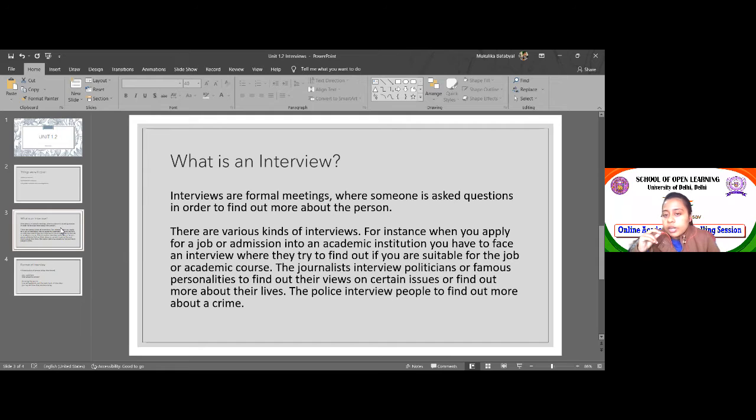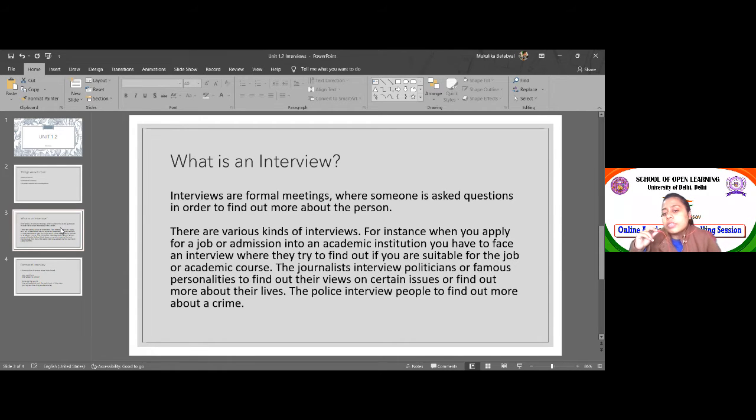Interviews are formal meetings where someone is asked questions in order to find out more about the person. We all have been giving interviews all our lives. When we were kids and we were admitted in school, we gave an interview even then, in nursery, KG. Even then we had to give an interview to the principal, or when we got admitted to junior school or middle school, we had to go through interviews.